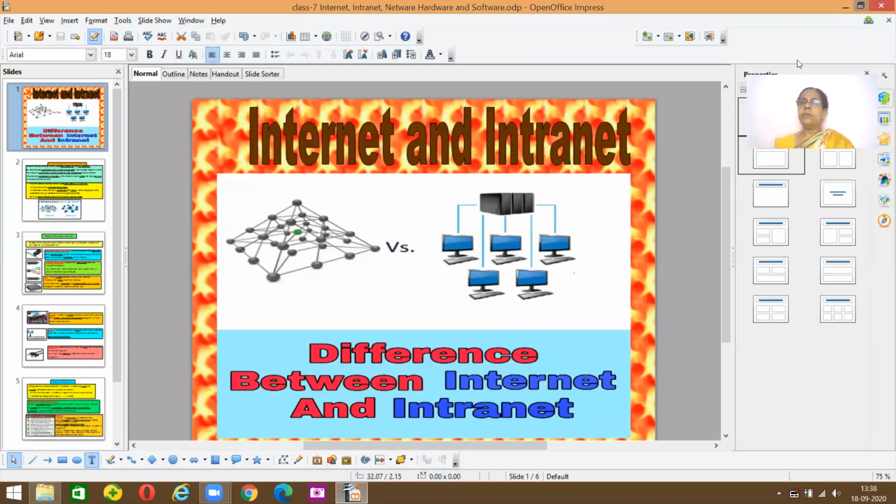Yes, children, this is about internet and intranet first. If you need to know the difference between internet and intranet, internet is a network of networks. It means one or two computers that are connected together form a network, and when many computers are connected all over the world, it's the internet. And the intranet is a small network. It's basically private, which is confidential. So let's learn about them.